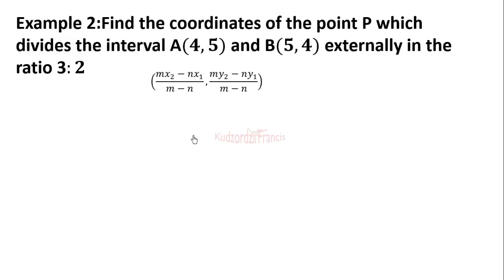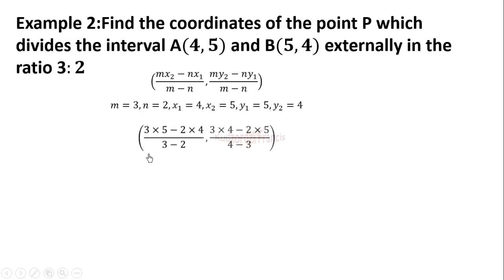So, like before, we will recall the formula, and we have our M to be 3, our N to be 2, X1 equal 4, X2 equal 5, Y1 equal 5, Y2 equal 4. So we do the substitution, and that will give us this.